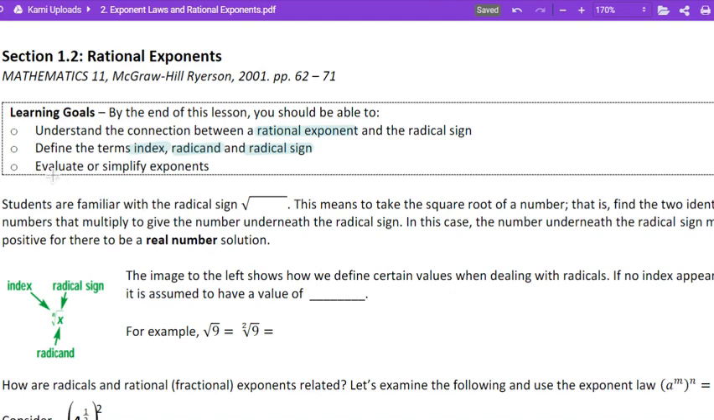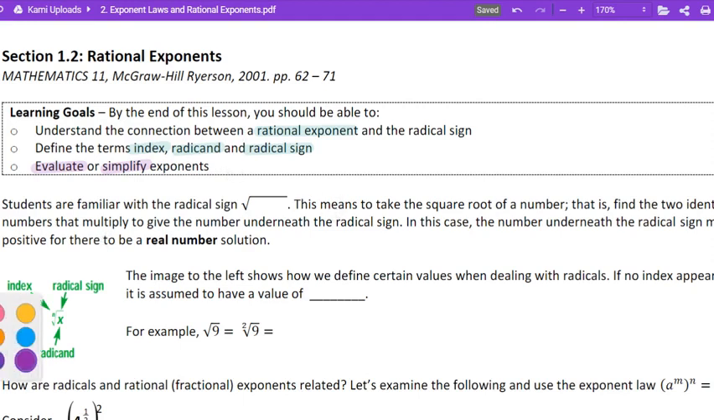And so we'll be working on evaluating or simplifying exponents. Evaluate means find the value, find a number. That would be a case where you can actually find a numeric value. Versus simplify would be a situation where we have variables like x and y, and we're just supposed to reduce the clutter of numbers there, right?